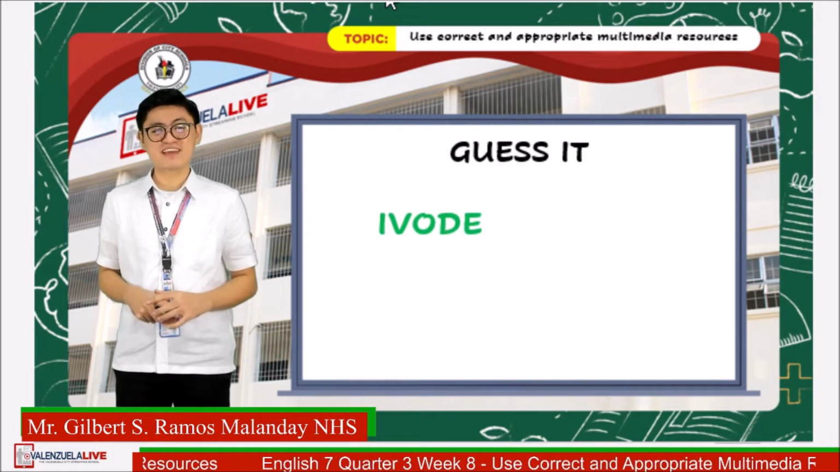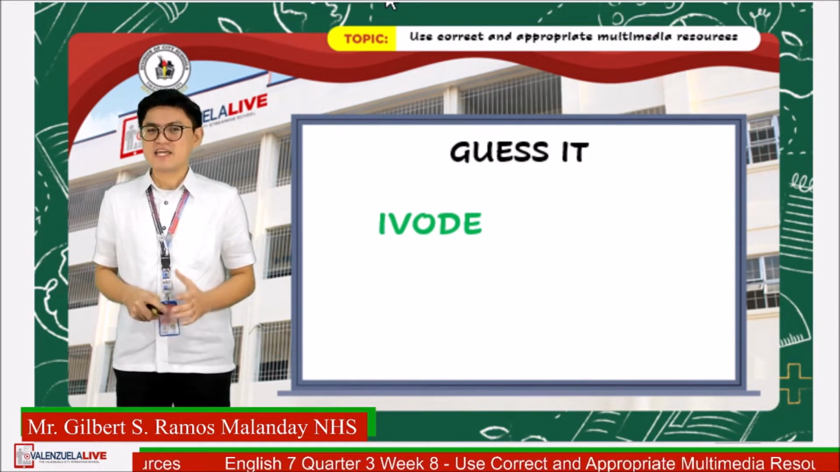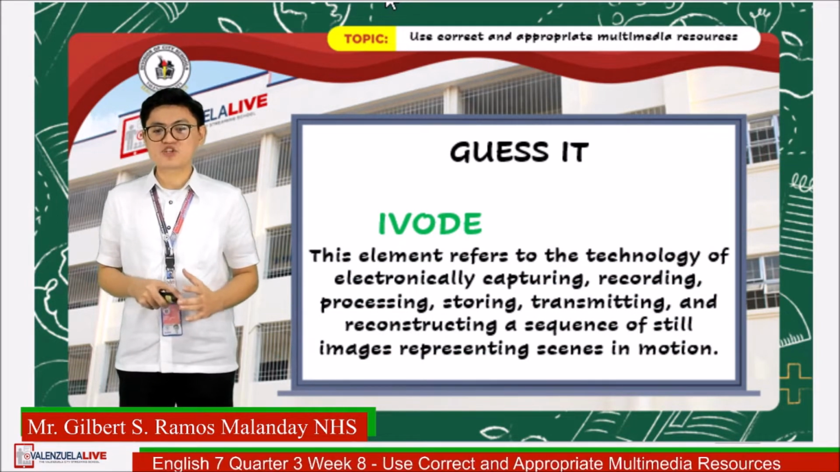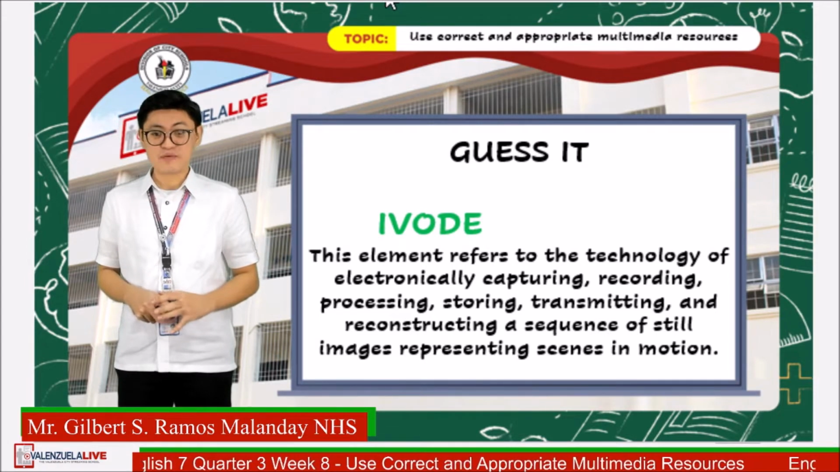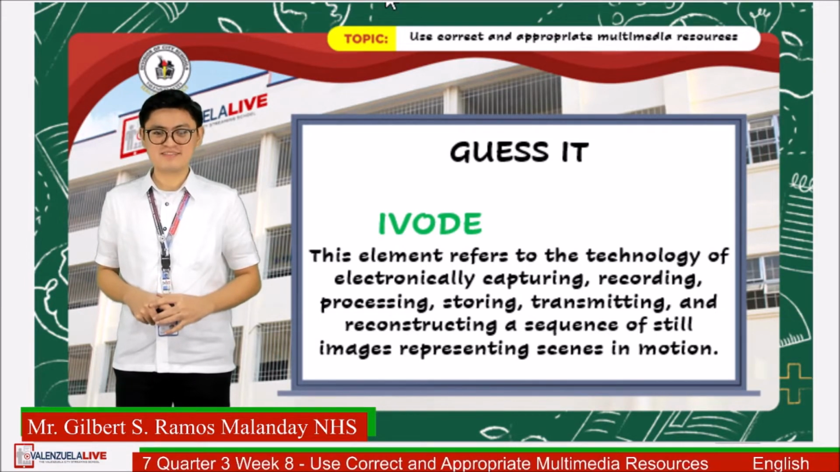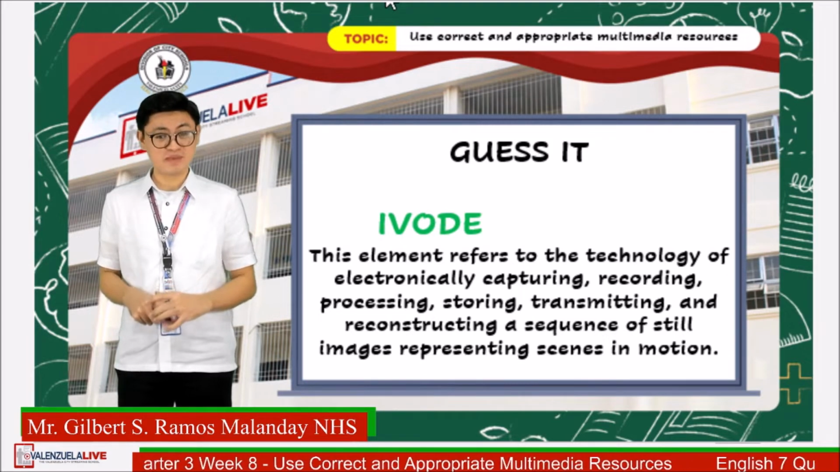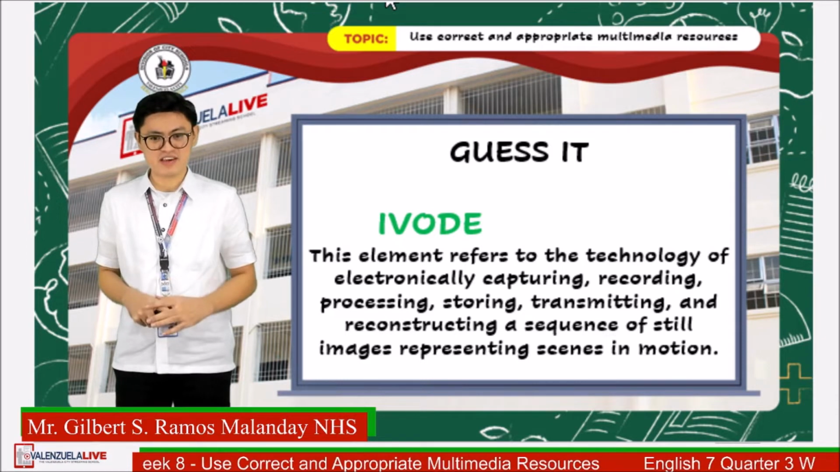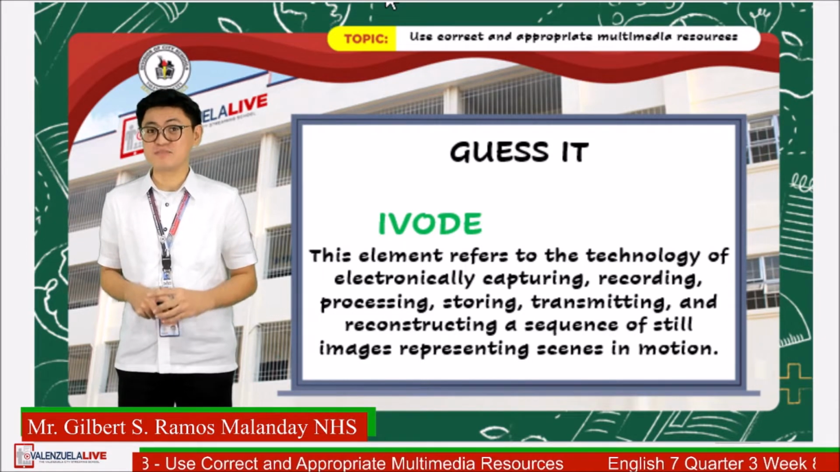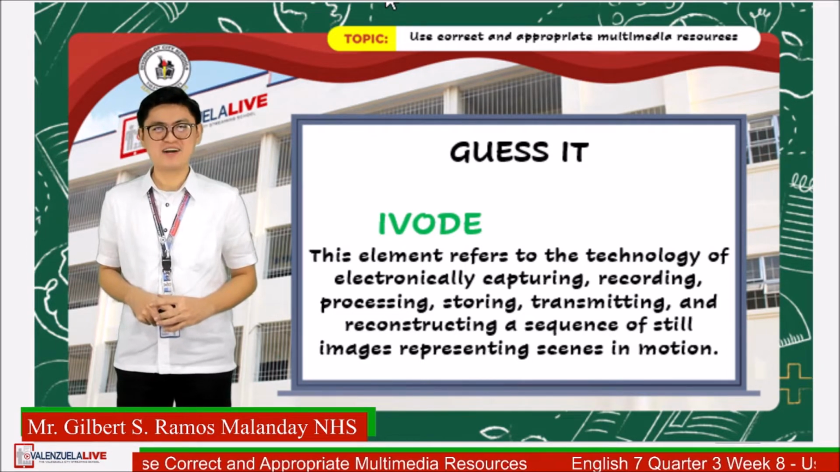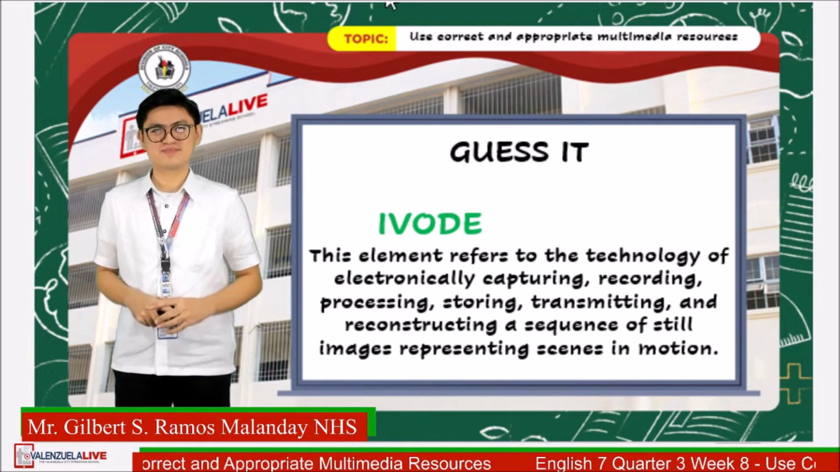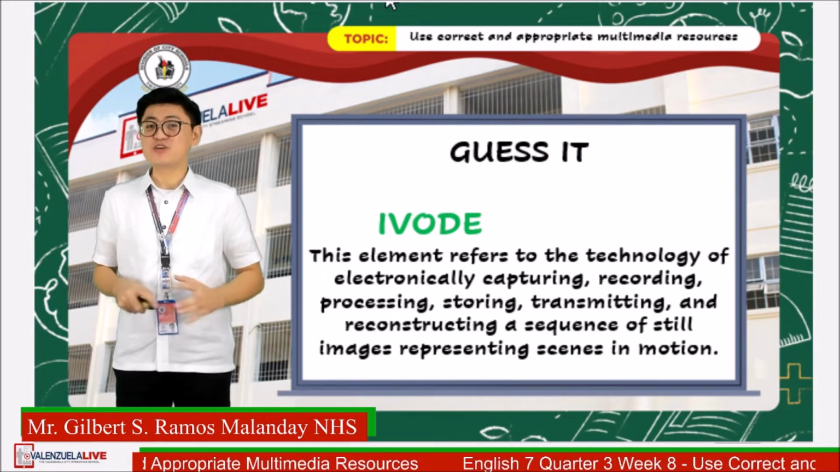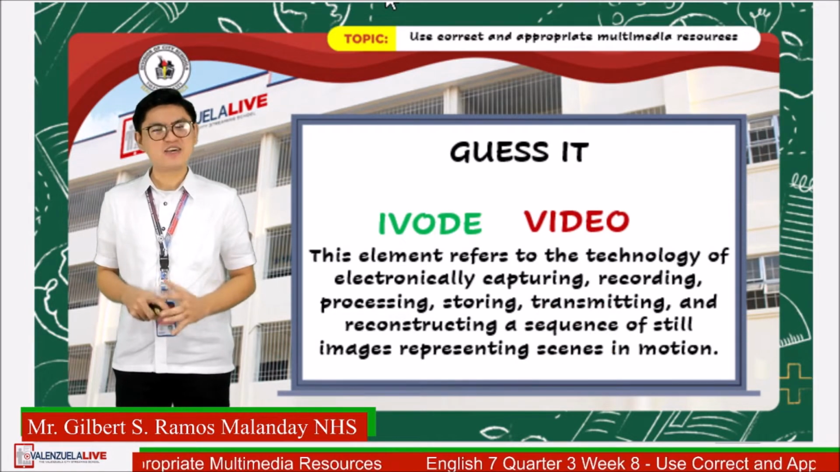This is the first element. This element refers to the technology of electronically capturing, recording, processing, storing, transmitting, and reconstructing a sequence of still images representing scenes in motion. You have 5 seconds. If you answered video, you are correct.